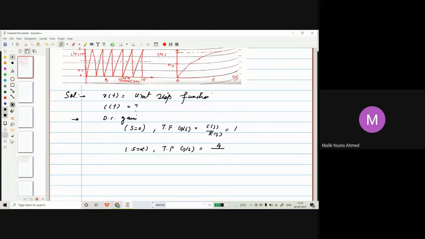So this is 4 plus infinity, and plus it will be 4 s square. This will be plus 4 then. But anything added to infinity is infinity, and anything divided by infinity is 0. So this is a second order low pass filter, for a system having DC gain, with S equal to 0, equal to 1. This is a second order low pass filter.